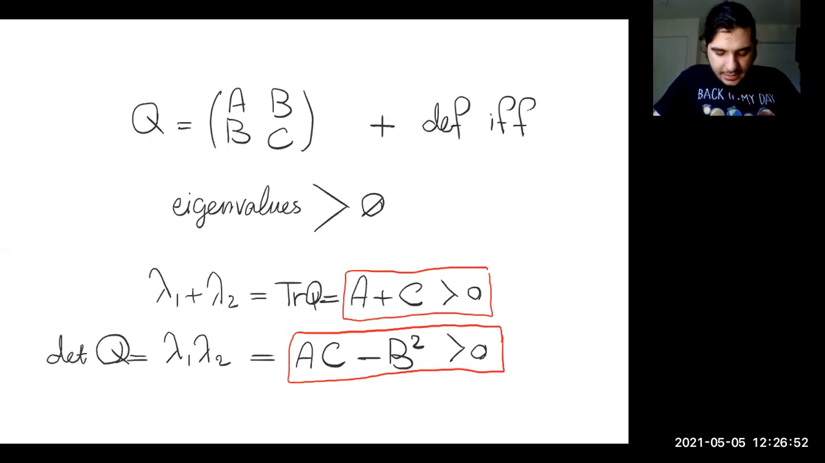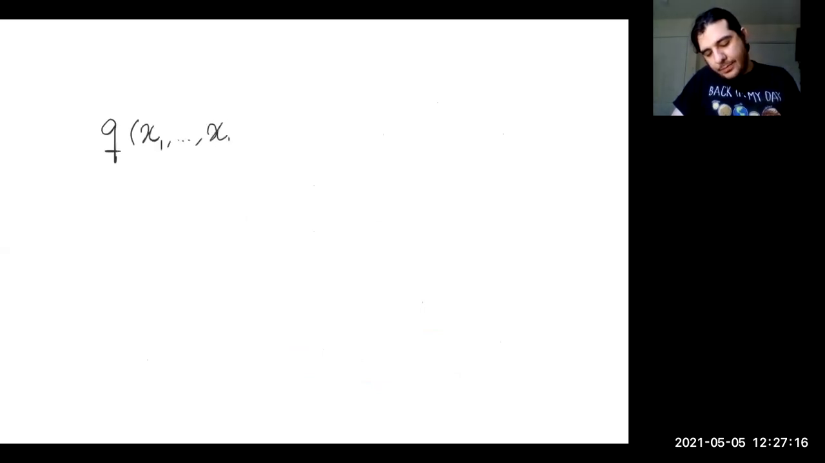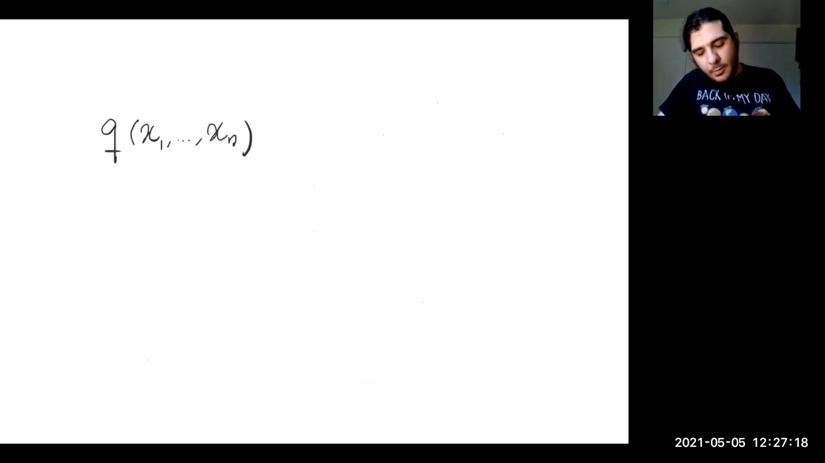Now, the interesting thing is that this is correct. In our second proof, we really didn't use that it should be a 2 by 2 matrix. It really works for any n by n matrix and for any quadratic form. So in general, when we have a quadratic form Q of x1 up to xn, we can, in a similar way, construct this matrix Q, and then we want these eigenvalues to be positive.